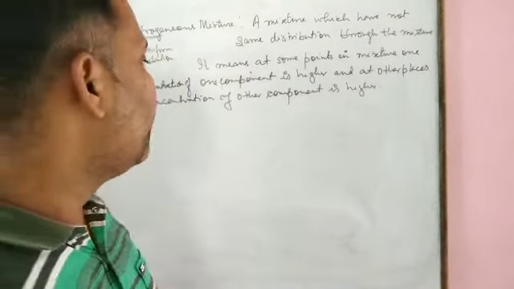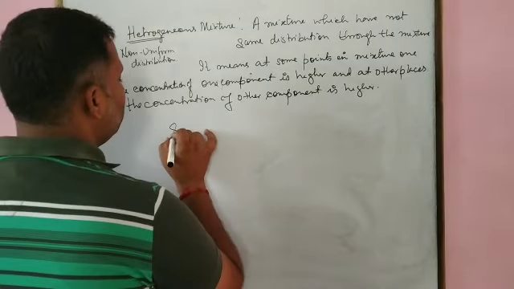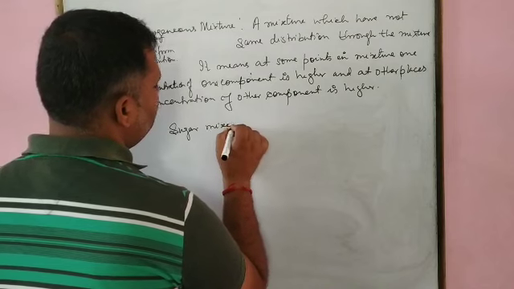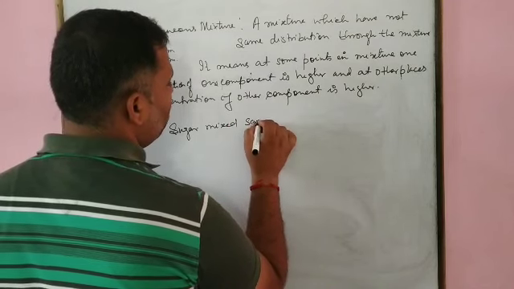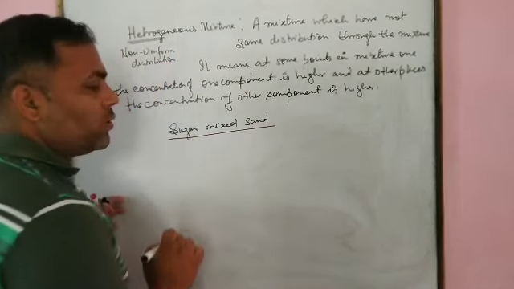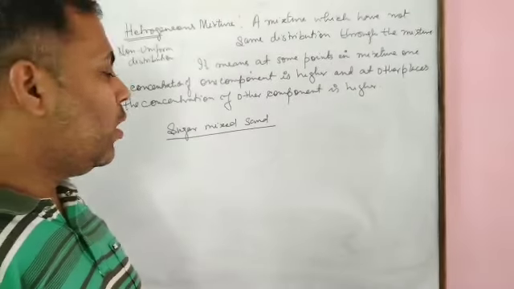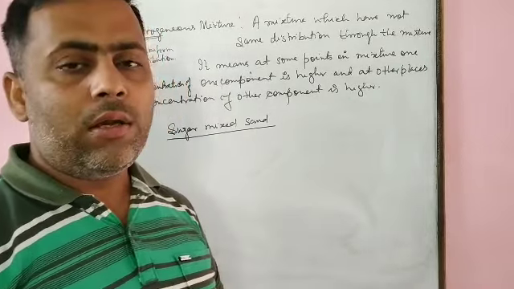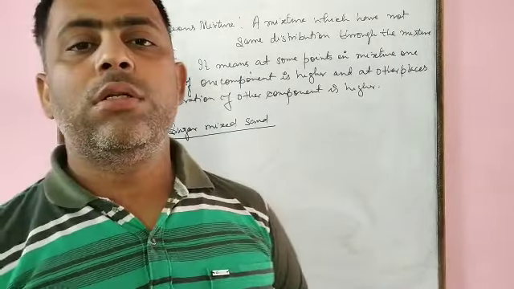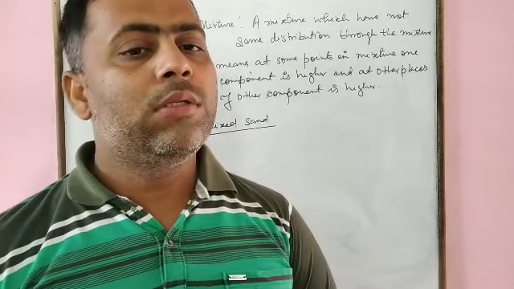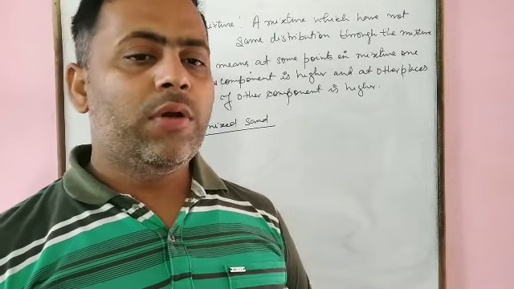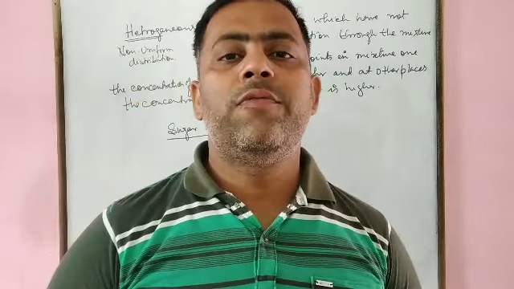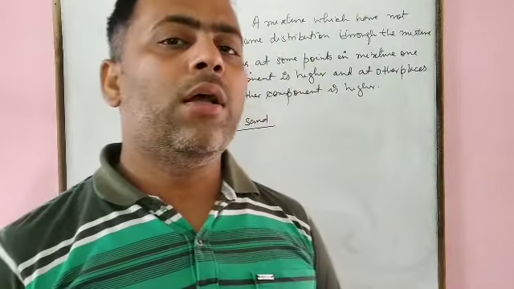Let us take an example of sugar mixed with sand. When we mix sugar with sand, on mixing we see at some places the concentration of sugar is higher, at some places the concentration of sand is higher. It means it has different concentrations of sugar and sand at one place, and different concentrations of sugar and sand at other places.